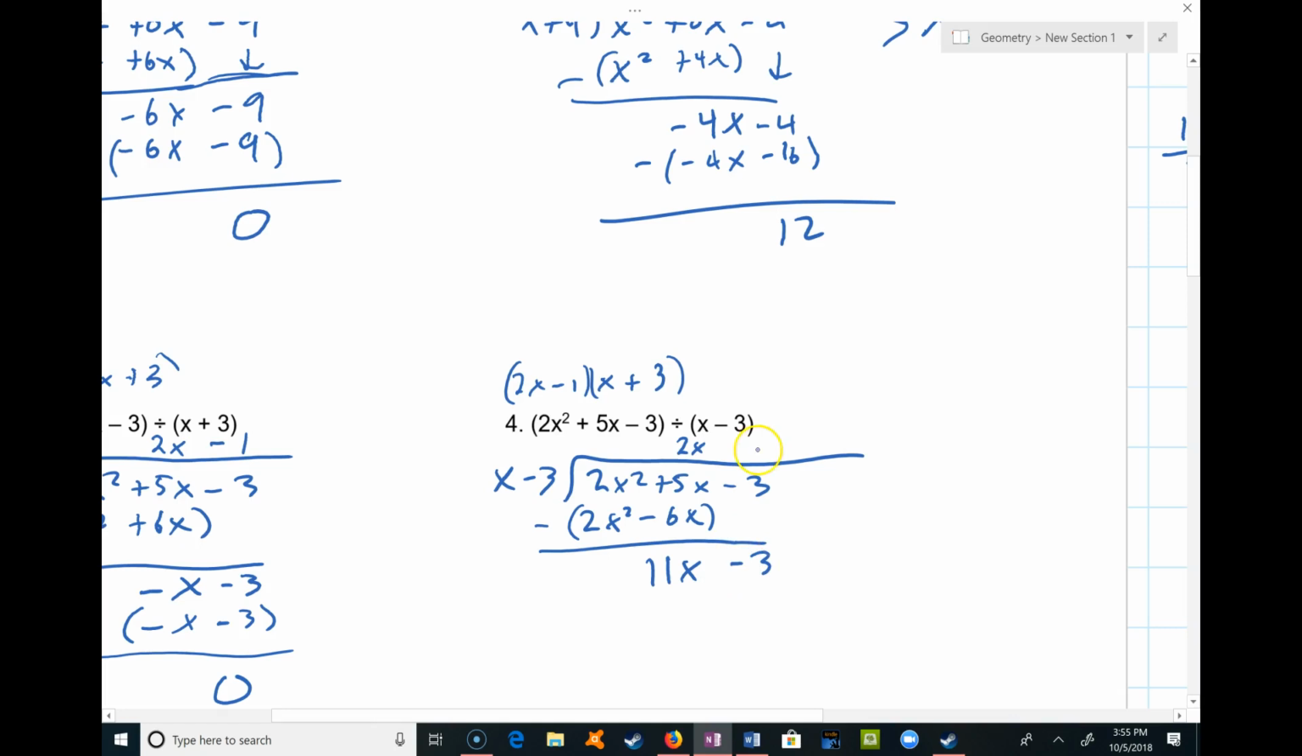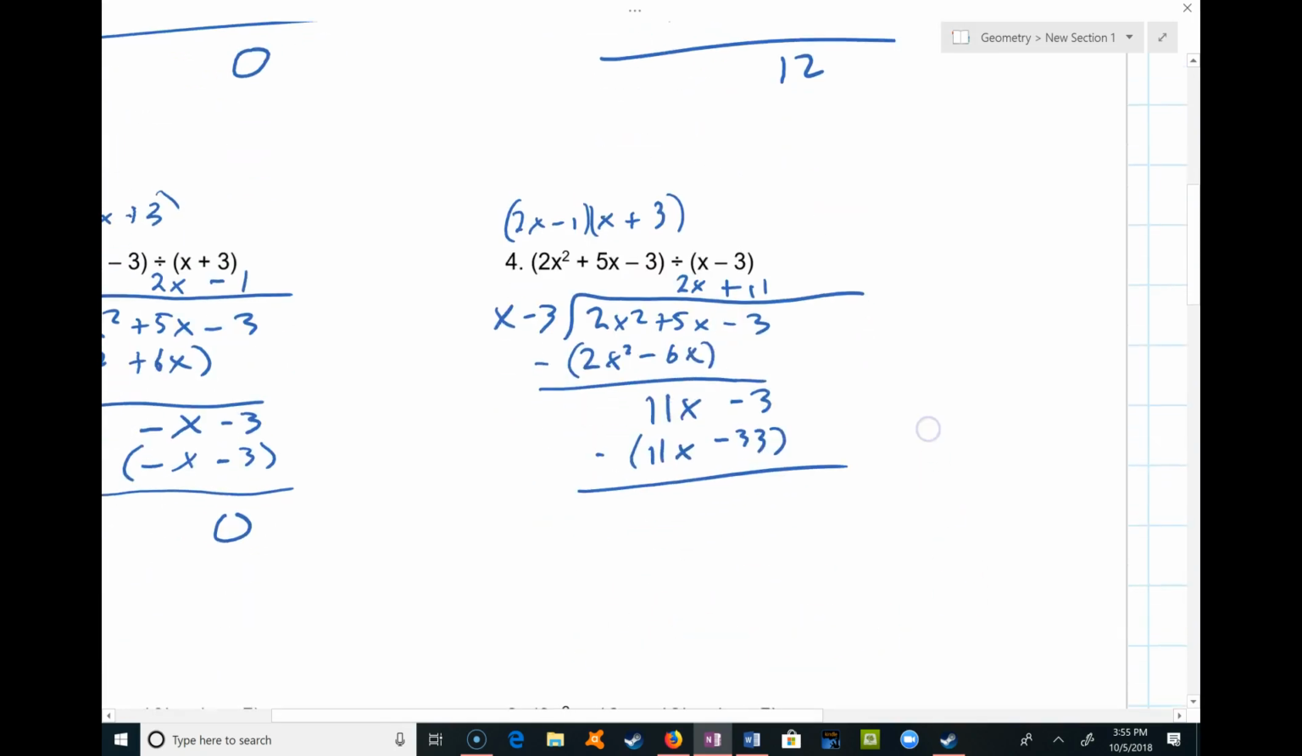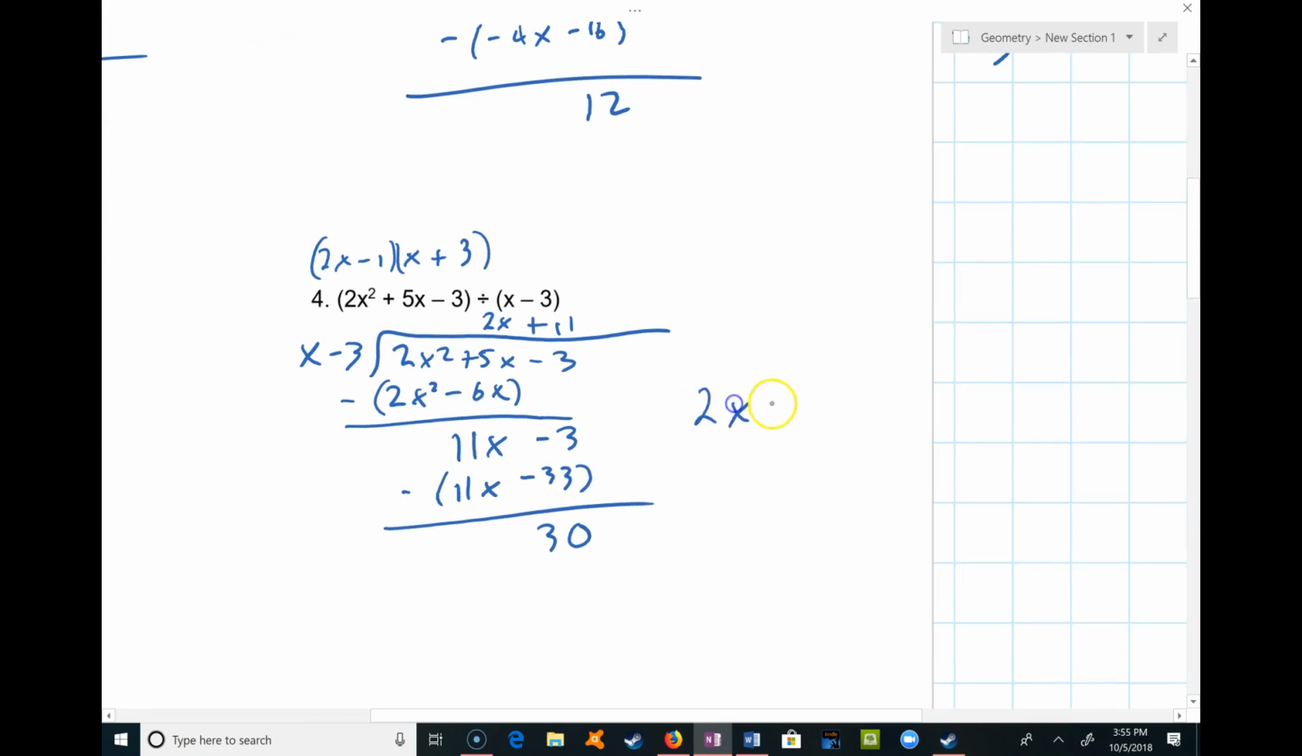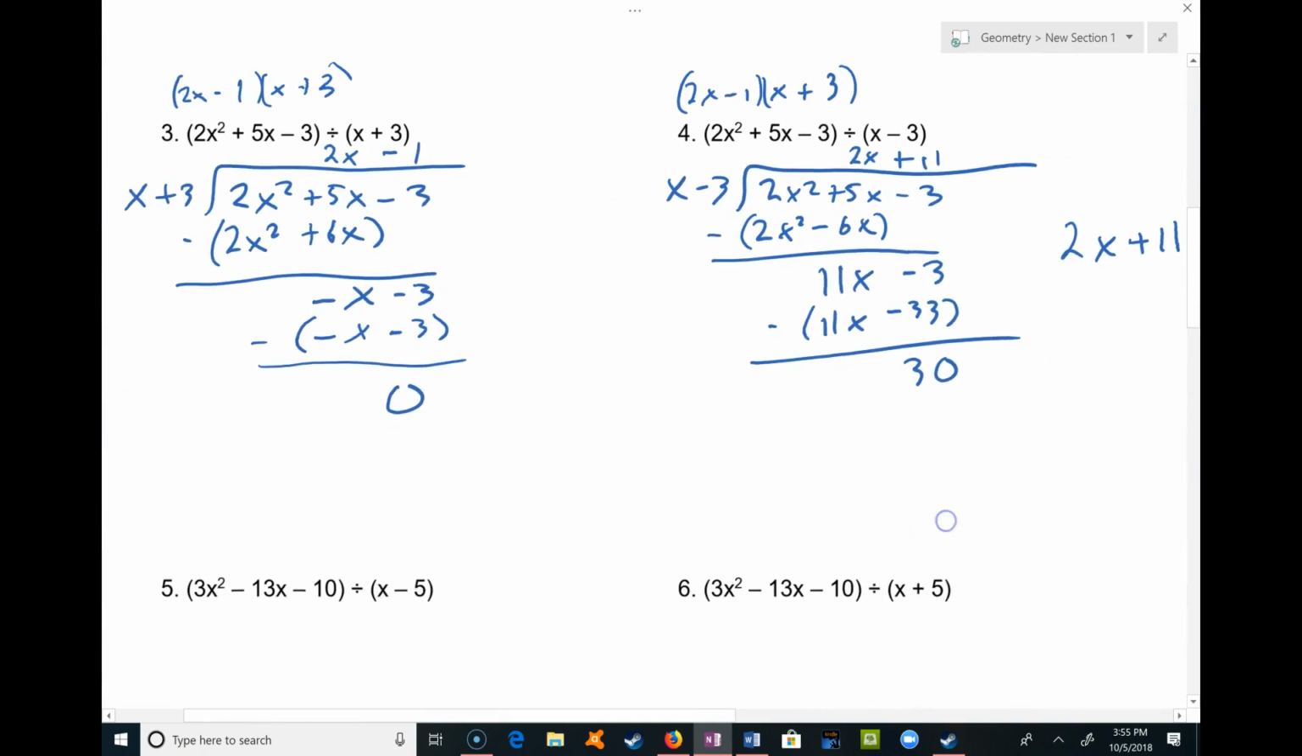And I say what times x equals 11x? That'd be plus 11. And 11 times x would be 11x. 11 times negative 3 would be negative 33. And let's subtract them. 11x minus 11x is 0. Negative 3 minus a negative 33, that would be negative 3 plus 33, which would be positive 30. So again, this answer is going to be 2x plus 11 plus 30 over x minus 3. Okay?